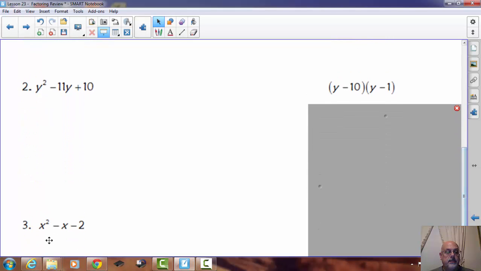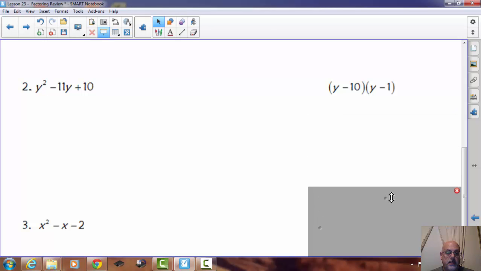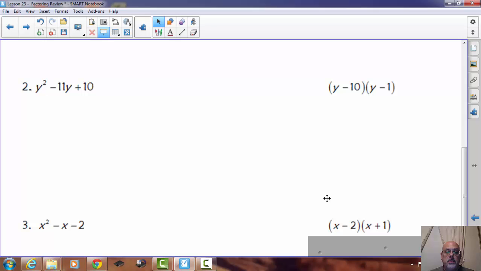The last example, the last practice problem, x squared minus x minus 2. This minus 2 tells you that the signs in the parentheses have to be different. And the minus x tells you that the larger of the two factors will be the negative number. So those factors are x minus 2 and x plus 1.